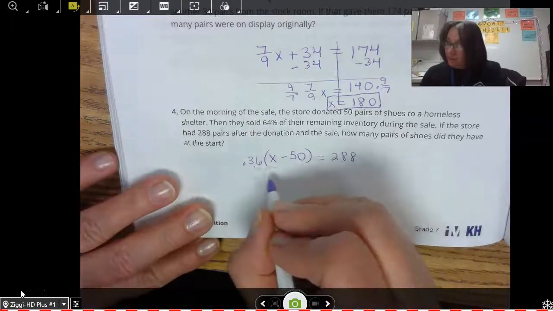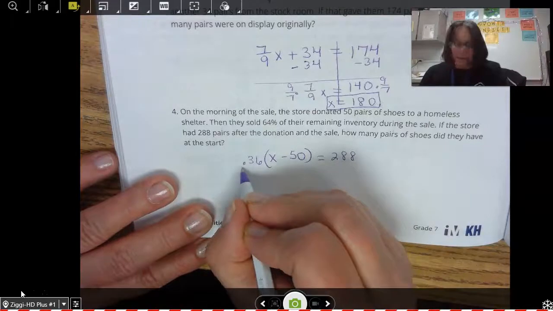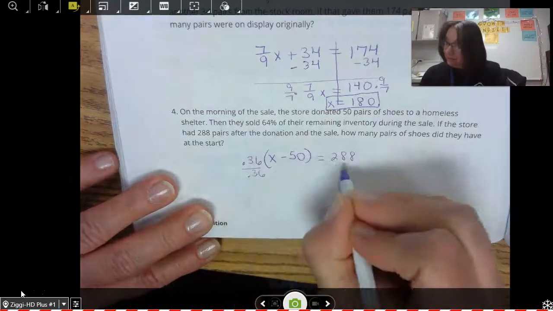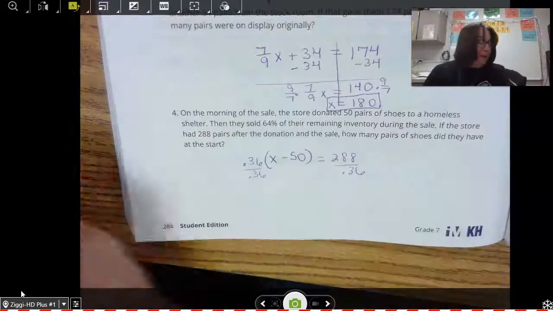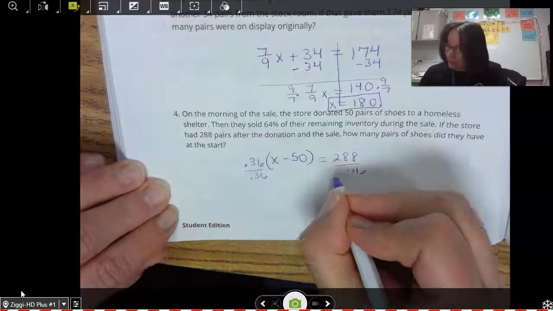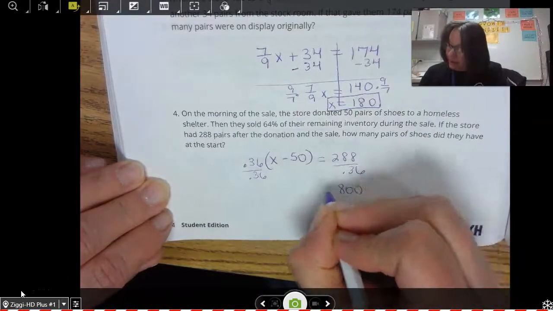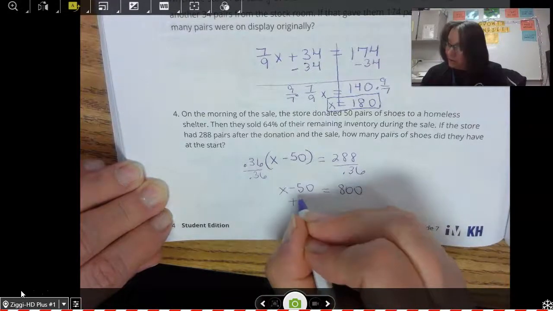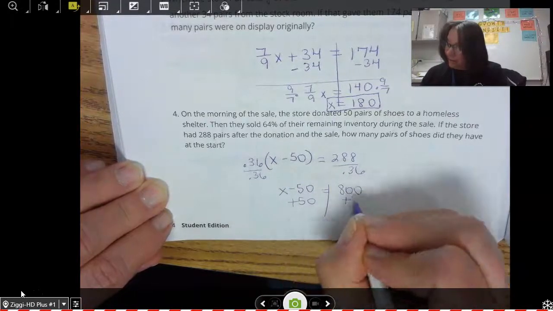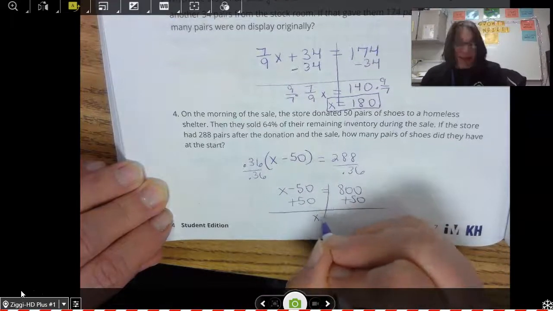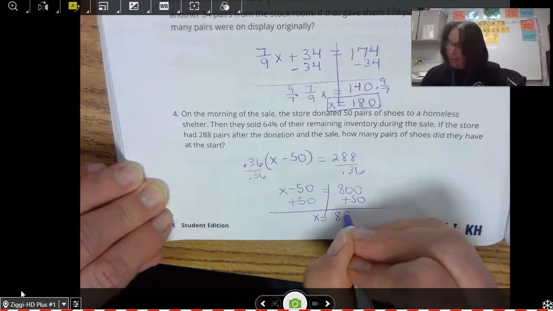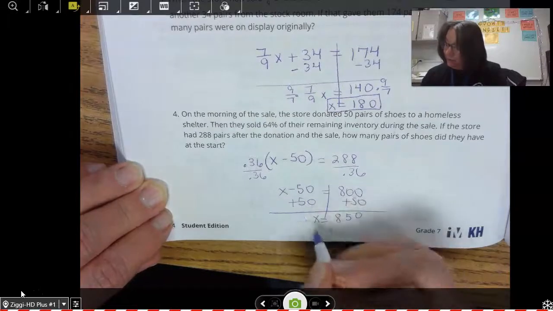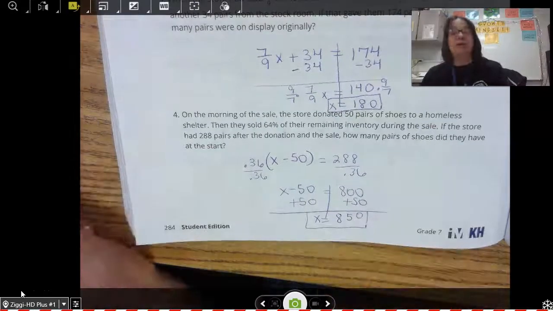Okay, so when I want to solve, I can begin by dividing by 0.36. And you're going to get 800. So x minus 50 should be 800. I'm going to add 50. And x comes out to be 850 shoes. So all kinds of questions about shoes.